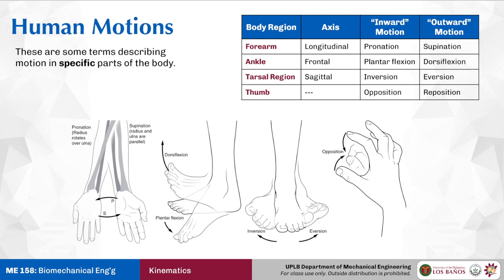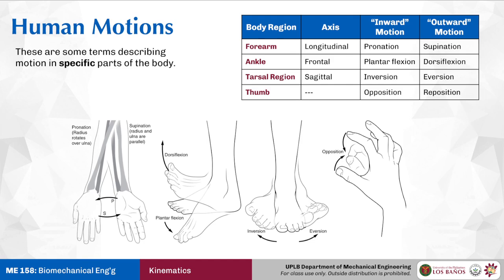So for example, for our forearms, we have two additional terms for the circumduction. If you rotate your hands such that your palm faces, quote unquote, downward, that is called pronation. If you rotate your hand so that your palm faces upward, that is supination. Now, for your foot, if you raise your toes, that is called dorsiflexion. And if you point your toes down, that is plantar flexion.